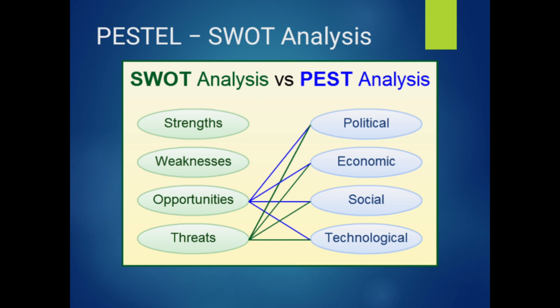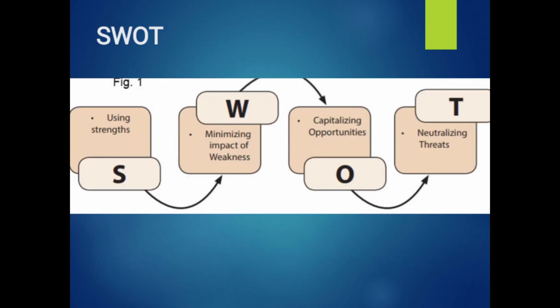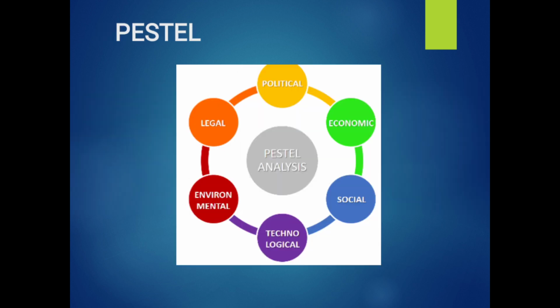The next is PESTEL: political, economic, social, and technological. So, what do you mean by political? These factors include the effect, the extent and impact of the government on the economy of a country. For example, the laws, taxation, policies, monetary policies, etc. are all part of the political environment.